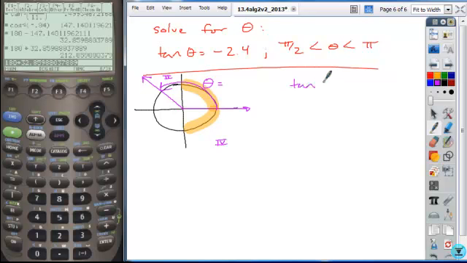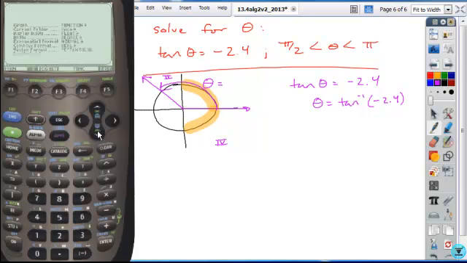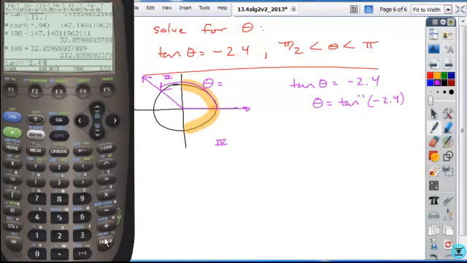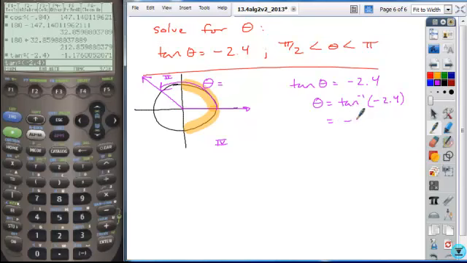So if we know that the tangent of theta is negative 2.4, we can solve for theta by taking the inverse tan of that ratio. And by doing that, again, green diamond T gives us negative 2.4. Okay, we want it in radian mode, so I'm going to change my mode into radians. And when I do that, I get my answer. Theta is equal to negative 1.176 radians.